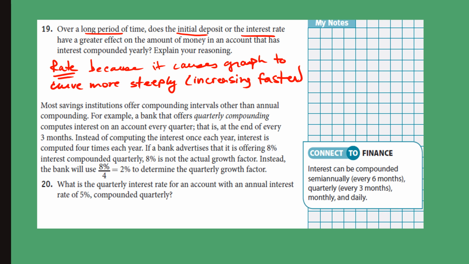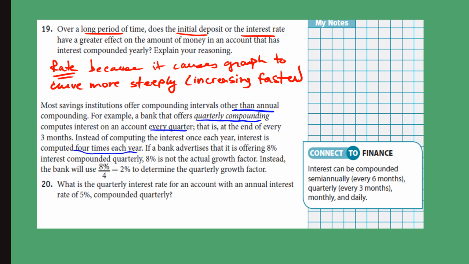So now, this next part, I guess I'll read it because it's here, but you should read it yourself, and it might take more than one time reading through it to soak in what it's saying. But most savings institutions offer compounding intervals other than annual for compounding. For example, a bank that offers quarterly compounding computes interest on an account every quarter instead of just every year. That is, at the end of every 3 months. Instead of computing the interest once a year, interest is computed 4 times each year if it's done quarterly.